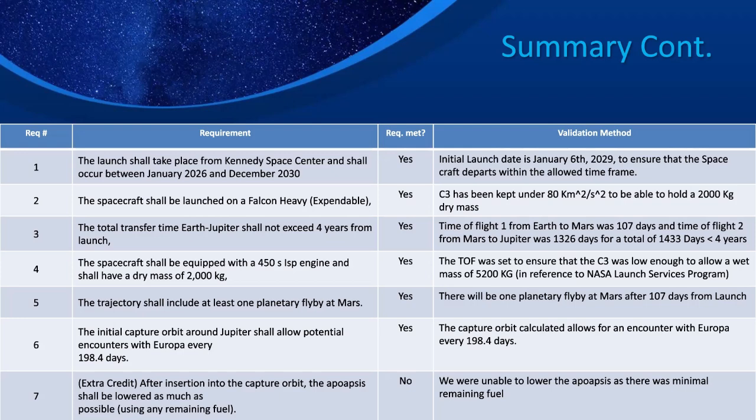And as for the extra credit, for the apoapsis to be lowered, unfortunately, we're unable to do that, as our mass budget was 5,200 kilograms, but we needed to use 5,198.33 kilograms of that in order to reach Jupiter. So we were only left with 1.34 kilograms. So unfortunately, we were unable to do those calculations.